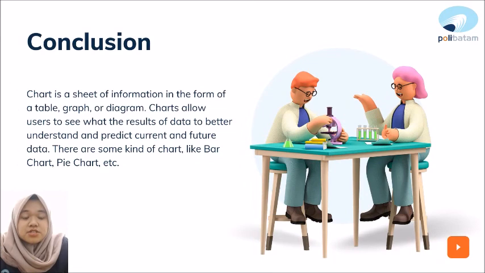Okay, this is the conclusion of my presentation today. A chart is a sheet of information in the form of a table, graph, or diagram. Charts allow users to see the results of data to better understand and predict current and future data. There are some kinds of charts, like bar charts, pie charts, and so on.